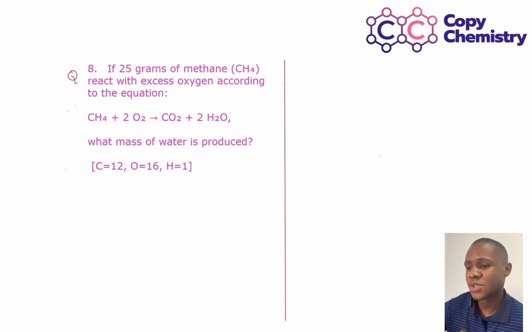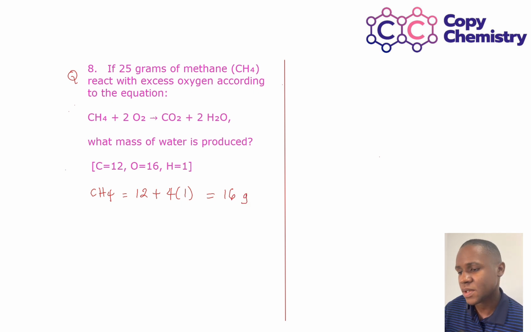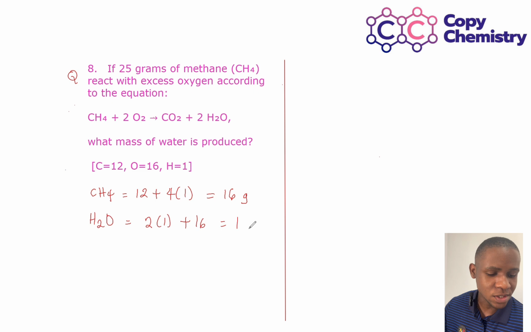Now the next thing we're supposed to do here is to figure out the molar mass of methane. Are you ready? So CH4, using the relative atomic mass given to us, that's going to be 12 plus 4 times 1, and that gives you how many? That's 16 grams. Okay, so after doing that, we also need to figure out the molar mass of water as well, H2O. We also did this one in the previous video, 2 times 1 plus 16, and that gives you 18 grams. So that's the molar mass.